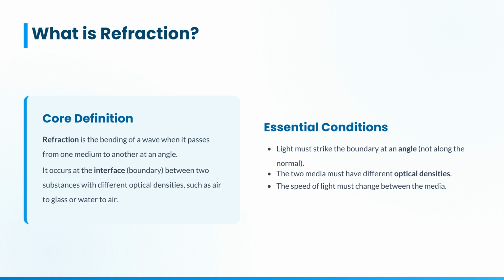Refraction is defined as the bending of a wave as it passes from one medium to another at an angle. For this to occur, light must strike the boundary at an angle. The two materials must have different optical densities, and the speed of light must change.